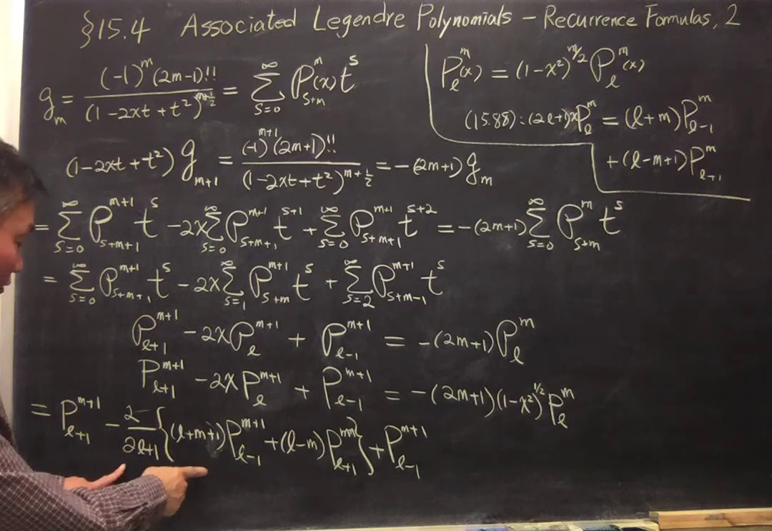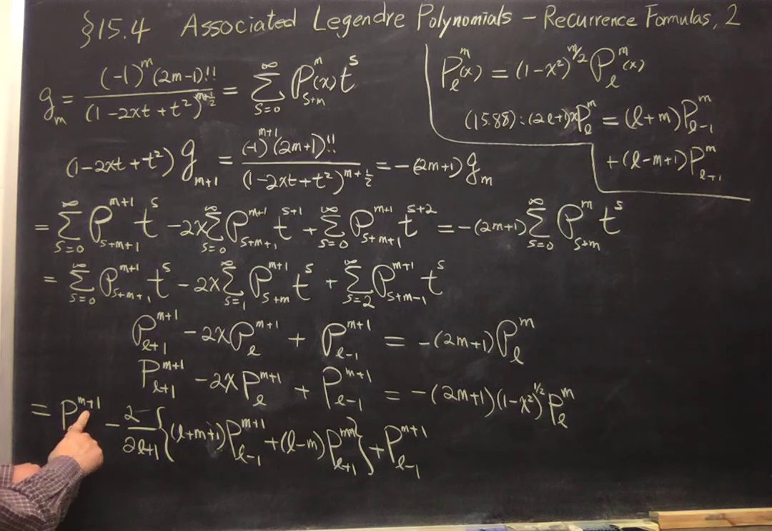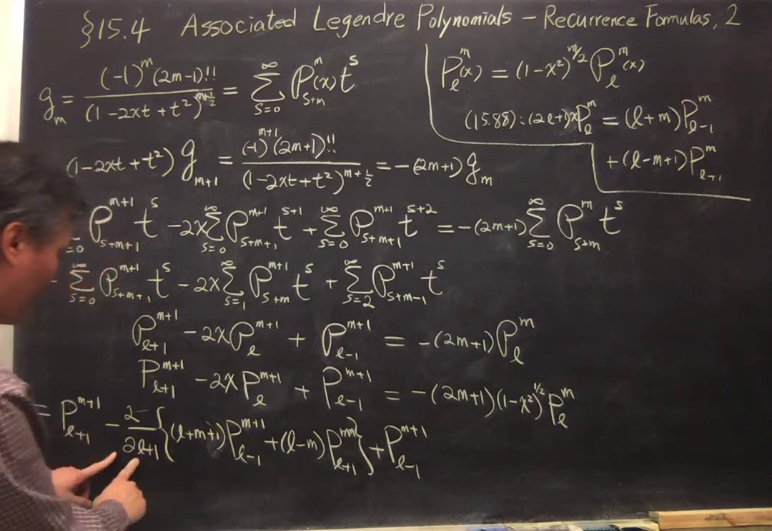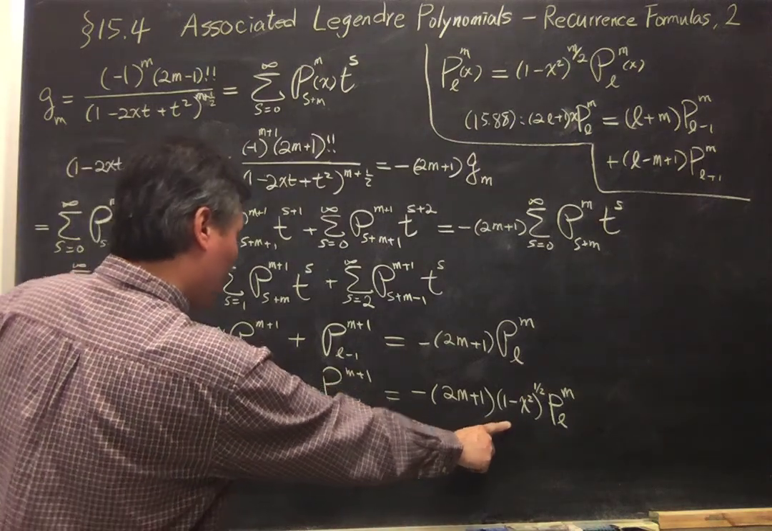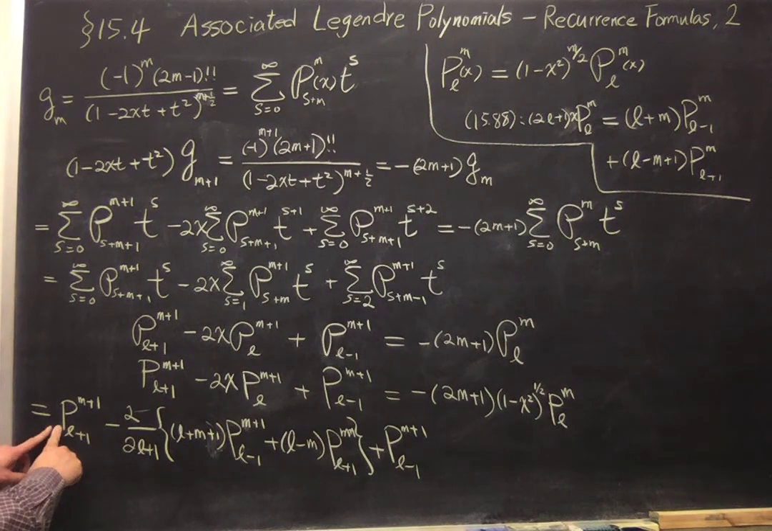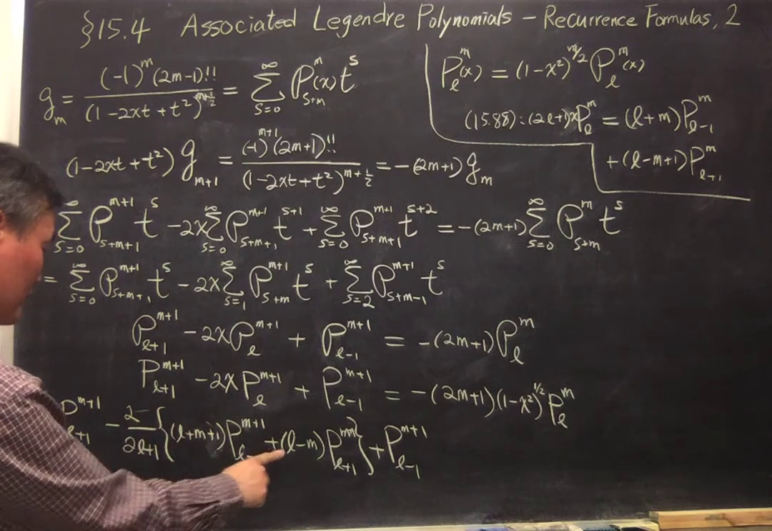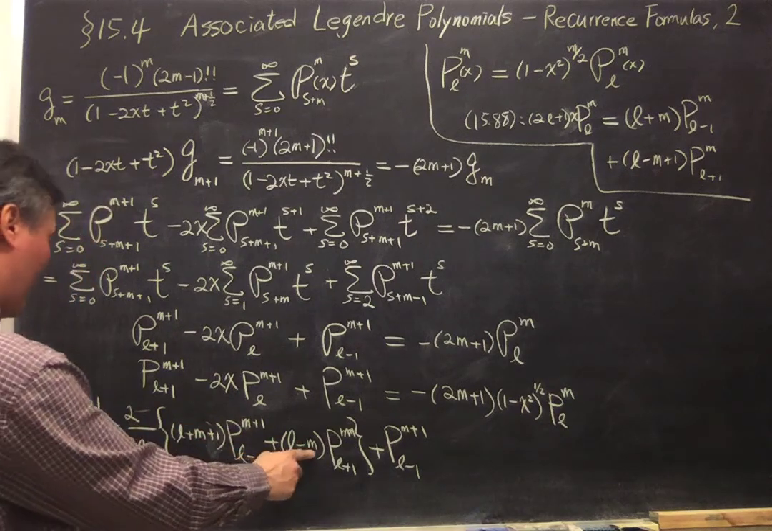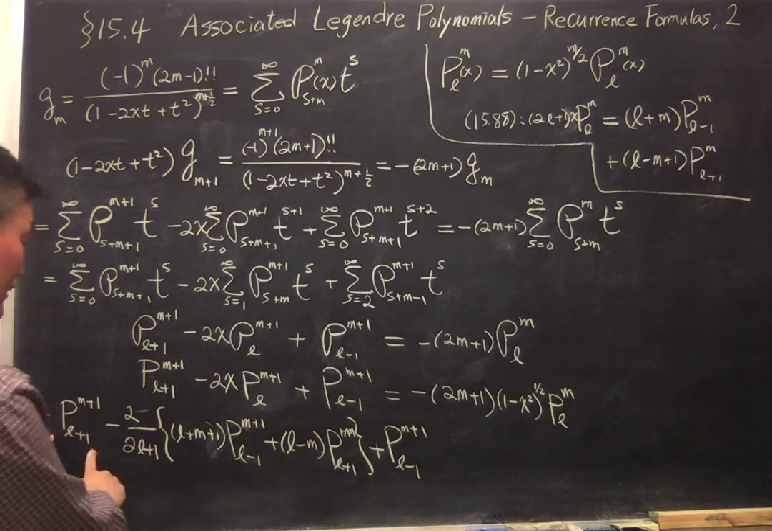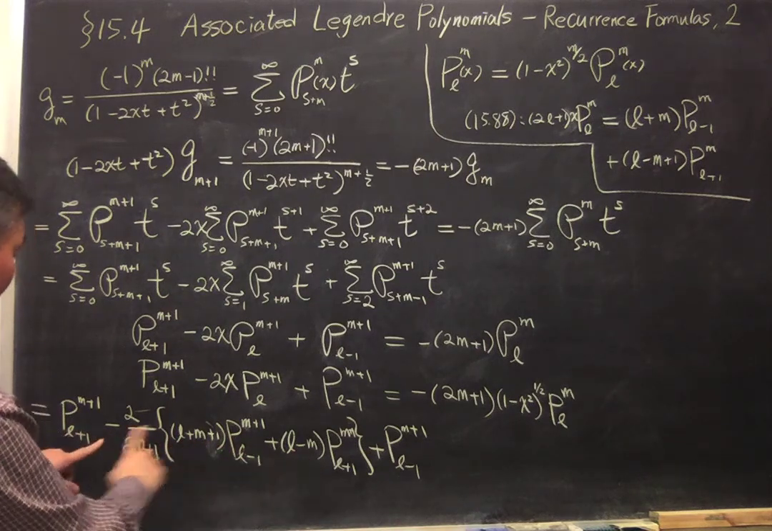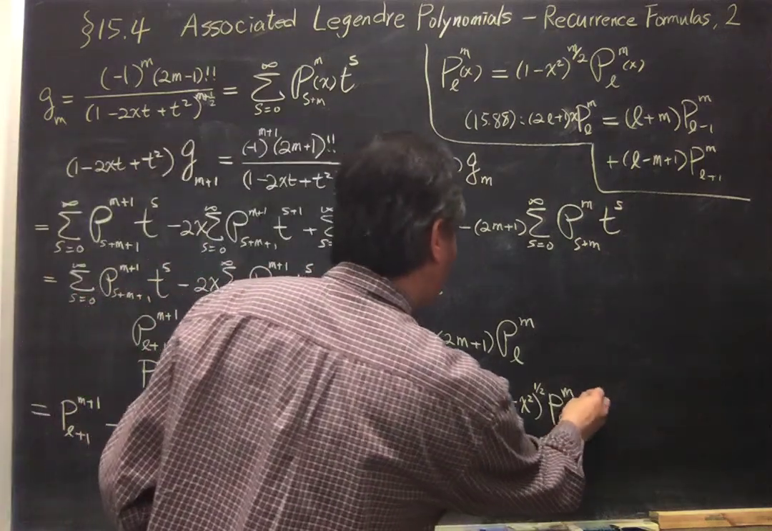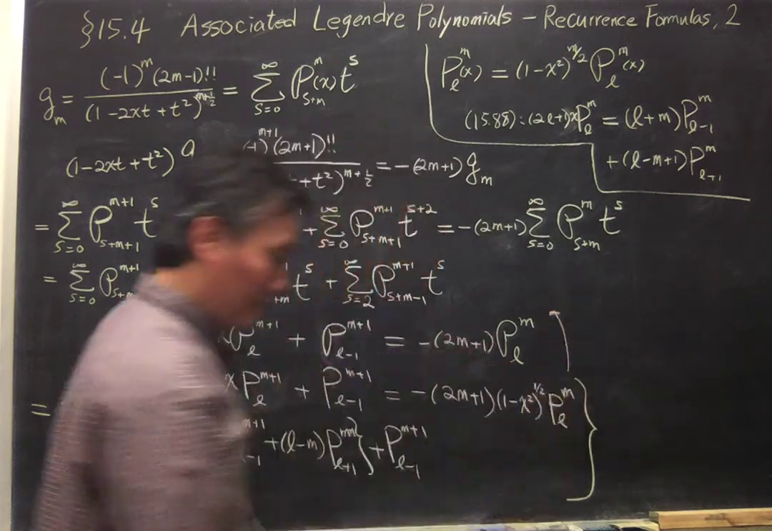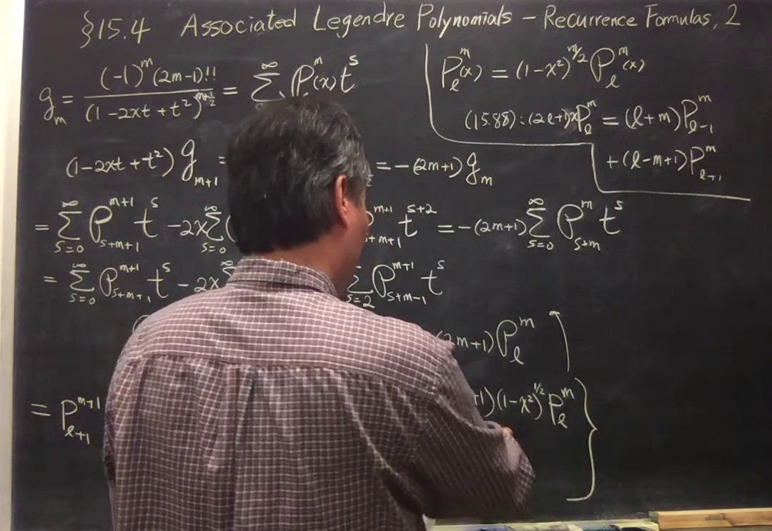Okay, so now you have the same terms, P_{l+1}^{m+1} and P_{l+1}^{m+1}. So you combine these two terms, and when you combine them, you just multiply by the common denominator, 2l plus 1. You can multiply 2l plus 1 onto the other side and then combine everything. You have 2l plus 1 here, and then you have 2 times (l minus m), minus 2 times (l minus m) plus 2l plus 1. Combining everything, you will see that you have a (2m plus 1) factor that cancels with this one. Combining, this equals that, and finally you get the equation in your textbook.